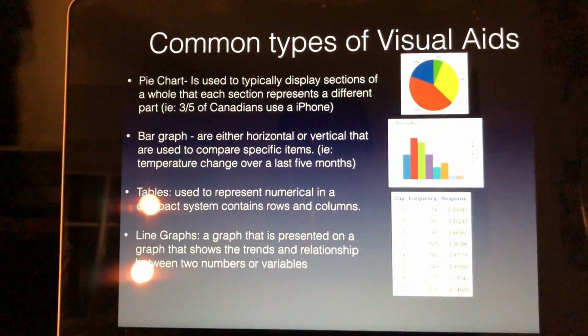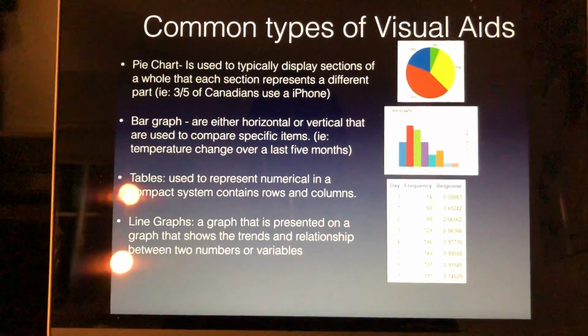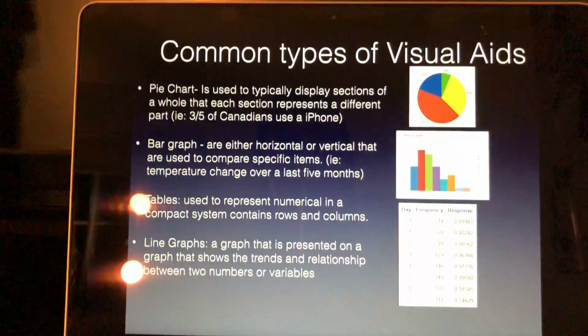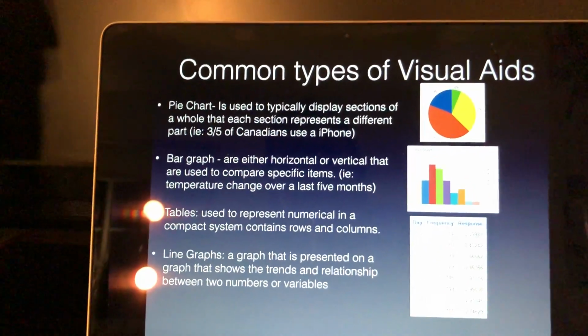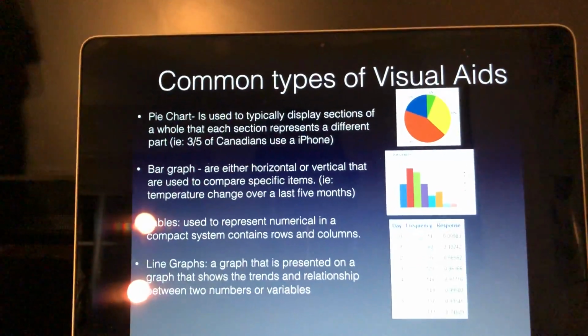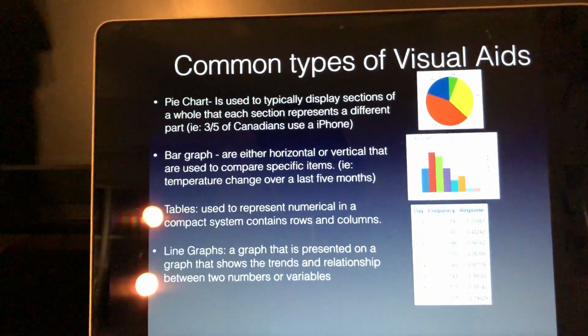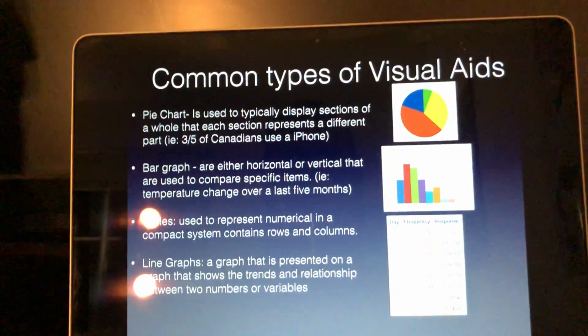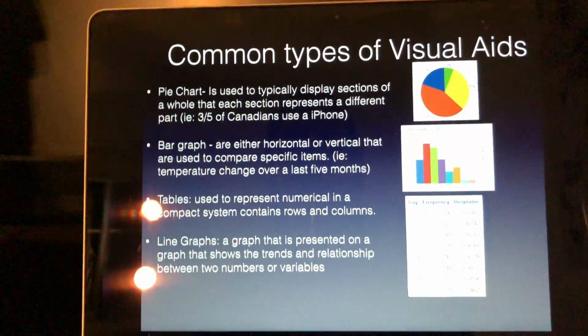Then we have the next one, which is tables. Tables typically look at numerical values in a very compact system. You have different rows and columns that each represent a different thing. As we see in the one at the right there, we have columns that represent the day, the frequency, and the response. Tables can differ depending on the data that is being provided.